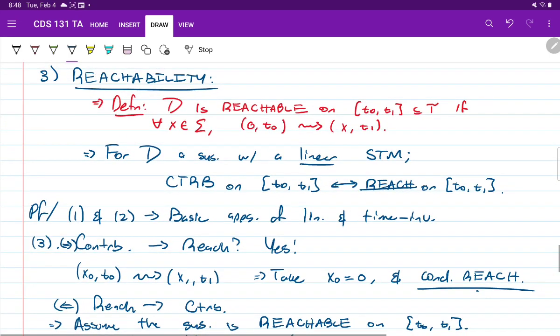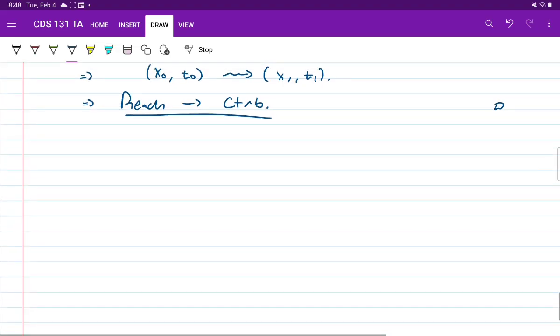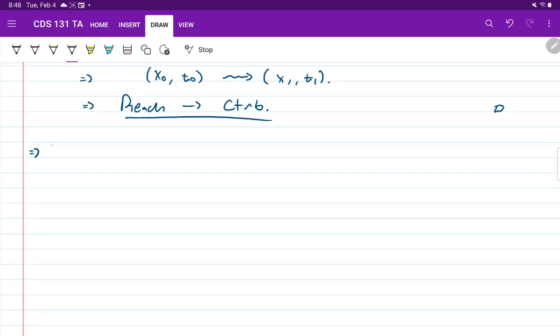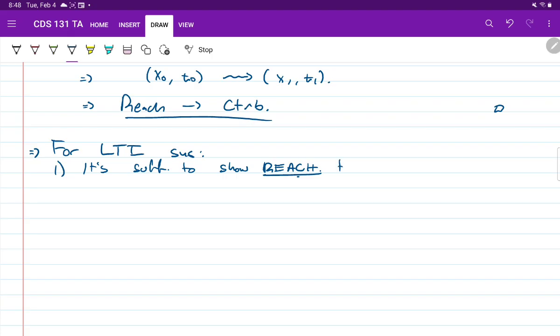Okay, fantastic. So we have a couple of really important things that we've just established. What we've shown is for an LTI system, first, it's sufficient to show reachability to conclude controllability. That was what we just proved, right? We can examine this easier, less complicated problem of reachability if we want to make a conclusion about controllability of the overall system.